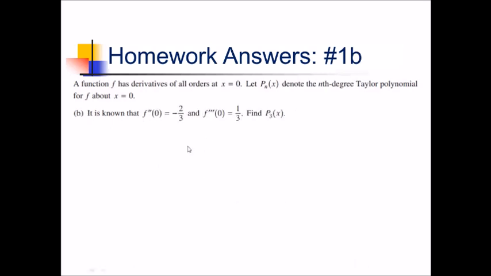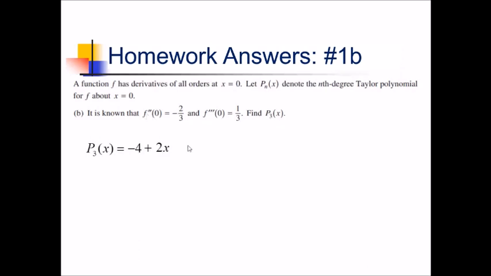For this next part, it's known that f double prime of 0 and f triple prime of 0 have these values here. Based off of that, we just want the third order polynomial for this function. So we've got our first two that we already saw before. That was negative 4, and we saw that the first derivative was 2, so negative 4 plus 2x. Those are the first two terms that they kind of gave us for free on this. But now we need to get the next one.